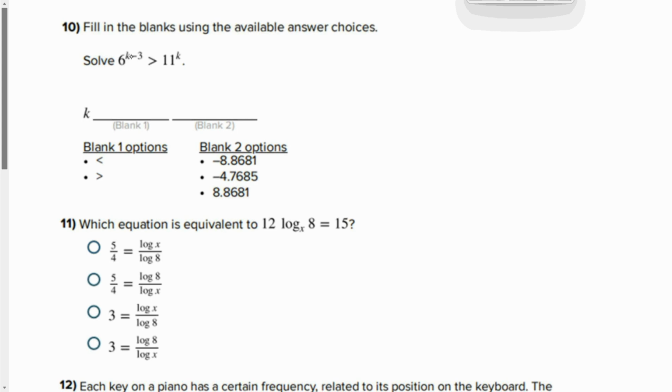10 here on the chapter review, chapter 6. We want to test this inequality, see where it's true at. Big thing is just treat that inequality as an equal sign. So take the log of both sides. Just treat it as an equal sign.